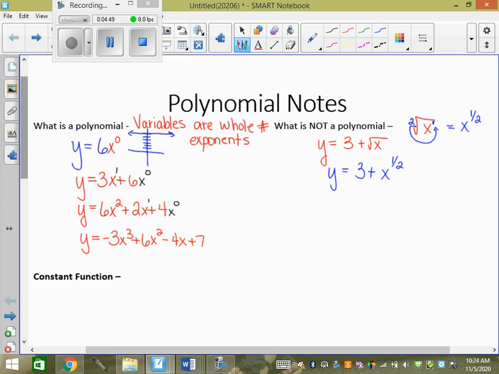Another example of a non-polynomial: y equals 3 plus 2 to the x.